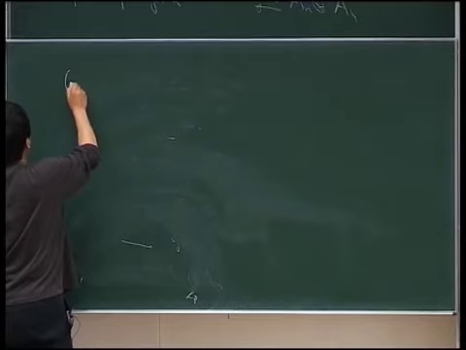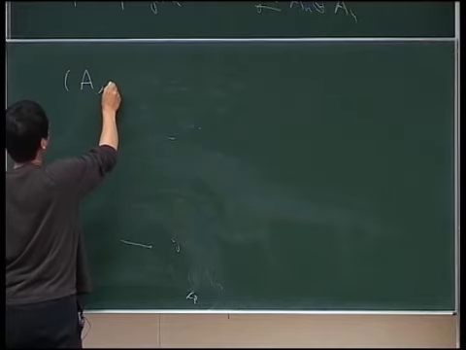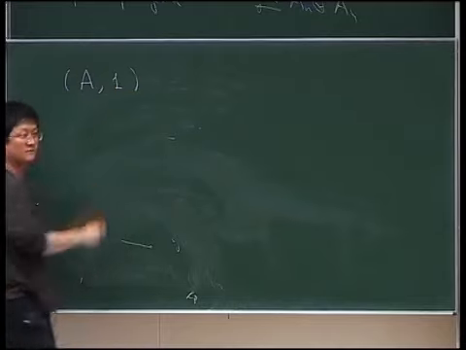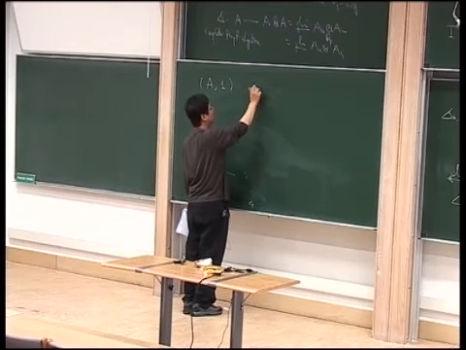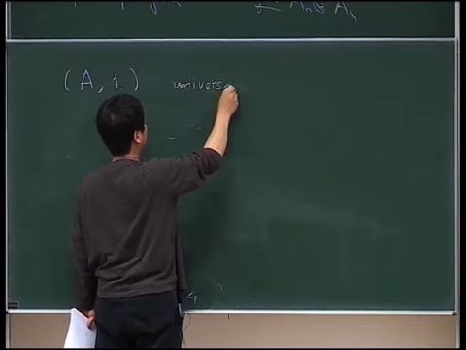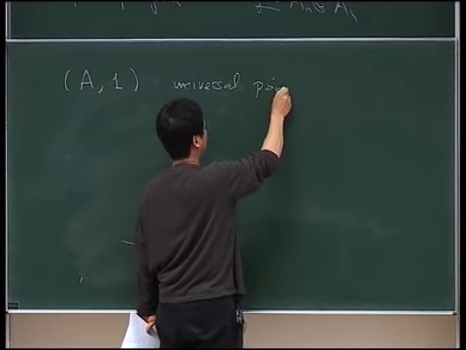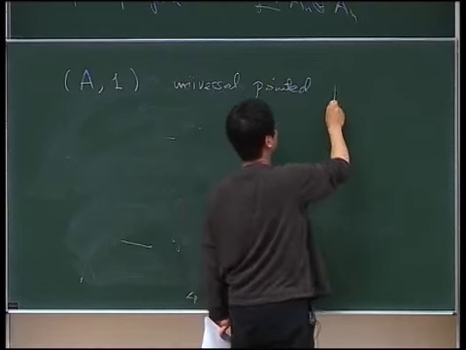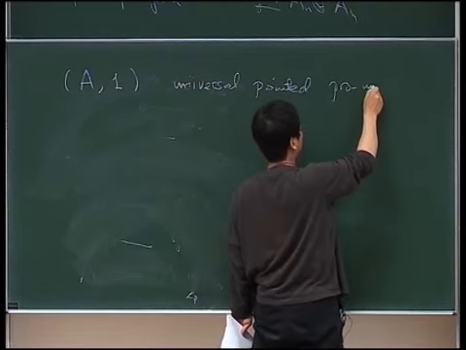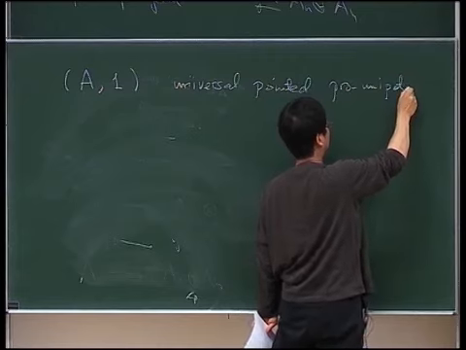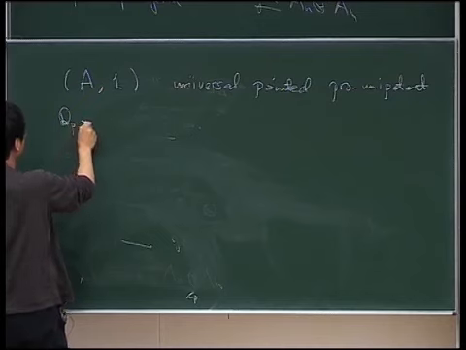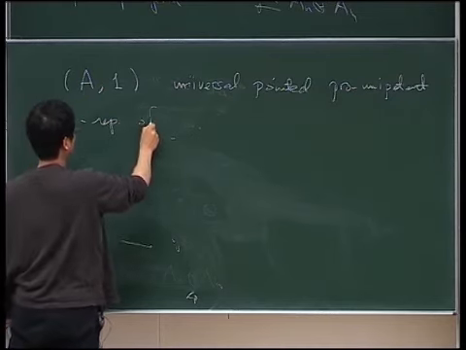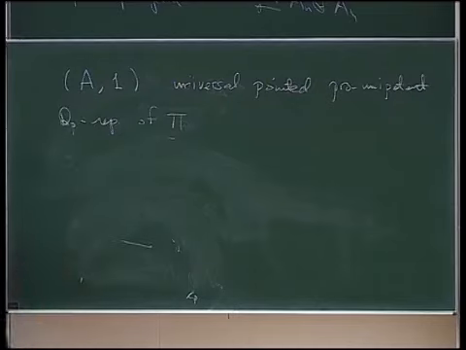Recall, last time we discussed that A together with the base point 1 was the universal pointed pro-unipotent QP representation of pi. We proved that last time.